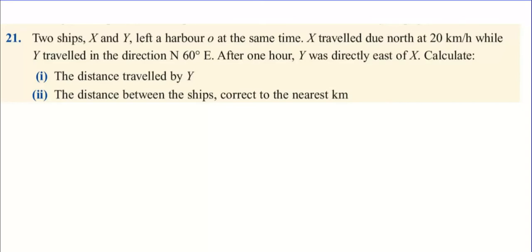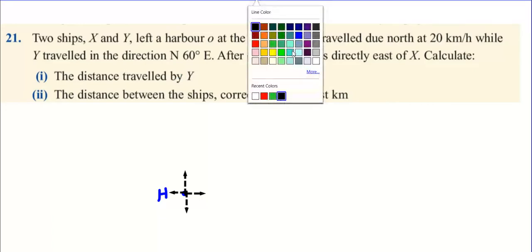So once again, we're going to get another harbour, like so. I'm just going to draw my norths, east, west, and south lines, just so I know where to put the stuff. So x traveled due north at 20 kilometers an hour, while y traveled in the direction. So x traveled due north. So I'm going to use the color green.